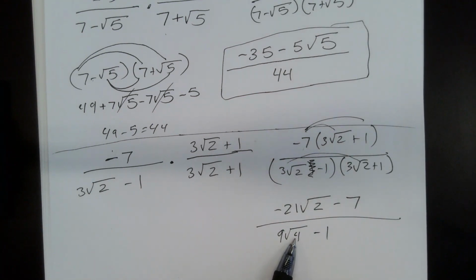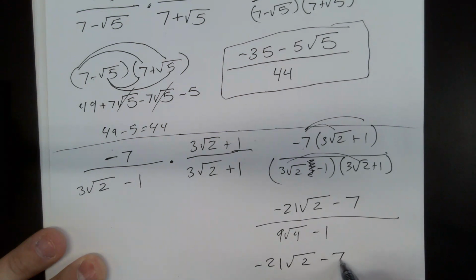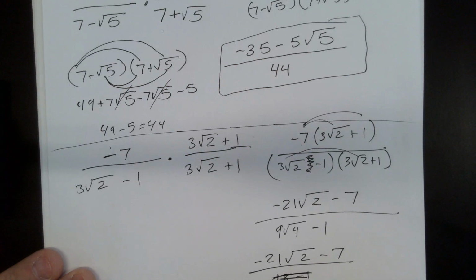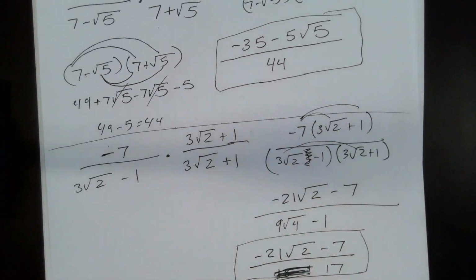What's the square root of 4? 2 times 9 is 18. So we're going to have 18 minus 1, or just 17 is on the bottom. And there would be your answer. So 9 times, what's the square root of 4? 9 times 2 is 18 minus 1 is 17.